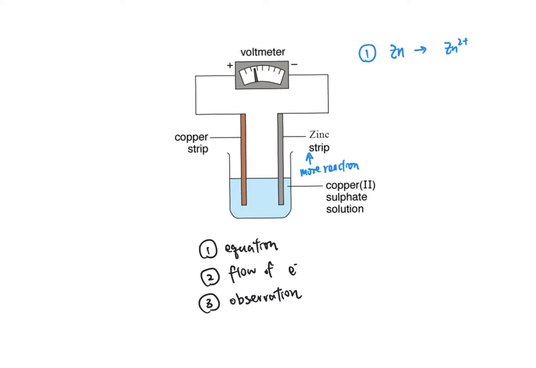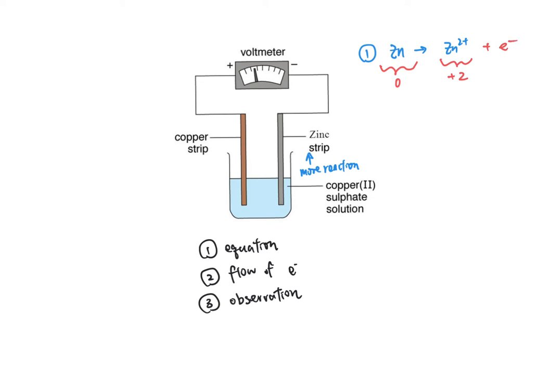Students usually get confused because they do not know how to put the electrons into the equation. What you should do is compare the charge. On the left hand side, the total charge is 0. On the right hand side, the total charge is +2. Electrons are negative, so they should be added to the side which is more positive or less negative. In this case, the right hand side is more positive than the left hand side, so we add electrons on the right hand side.